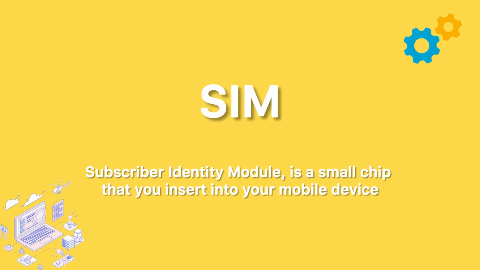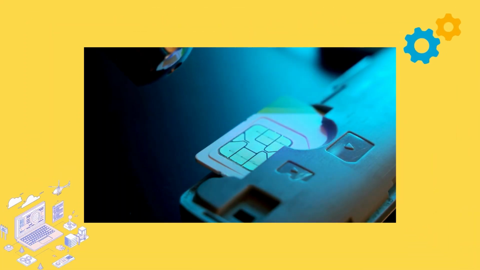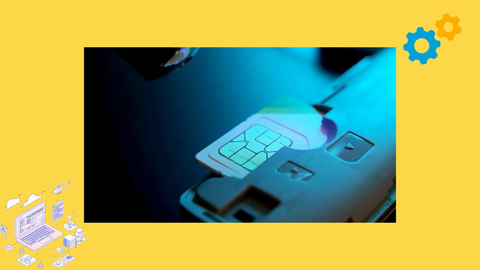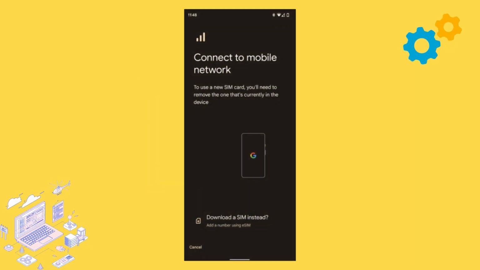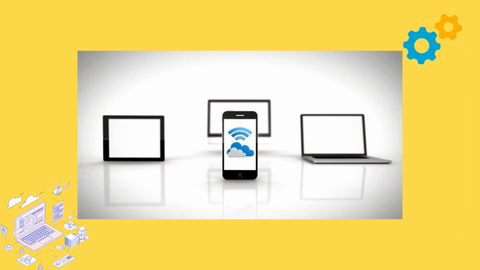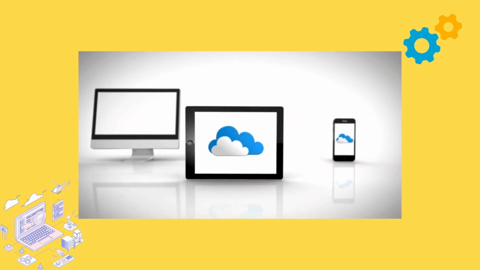A SIM card, or subscriber identity module, is a small chip that you insert into your mobile device. It stores information that uniquely identifies your phone on a cellular network, such as your phone number, network authentication details, and contacts. When you make a call, send a text, or use mobile data, the SIM card communicates with the network to authenticate your device and connect you to the service. It's like your phone's passport to the cellular world.